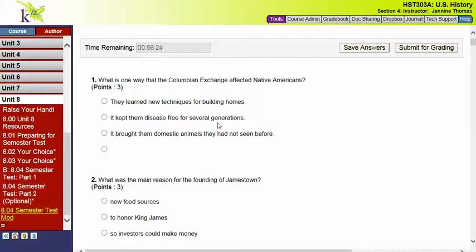We're going to look at question number 1. What is one way the Columbian Exchange affected Native Americans? They learned new techniques for building homes, it kept them disease-free for several generations, or it brought them domestic animals they had not seen before.